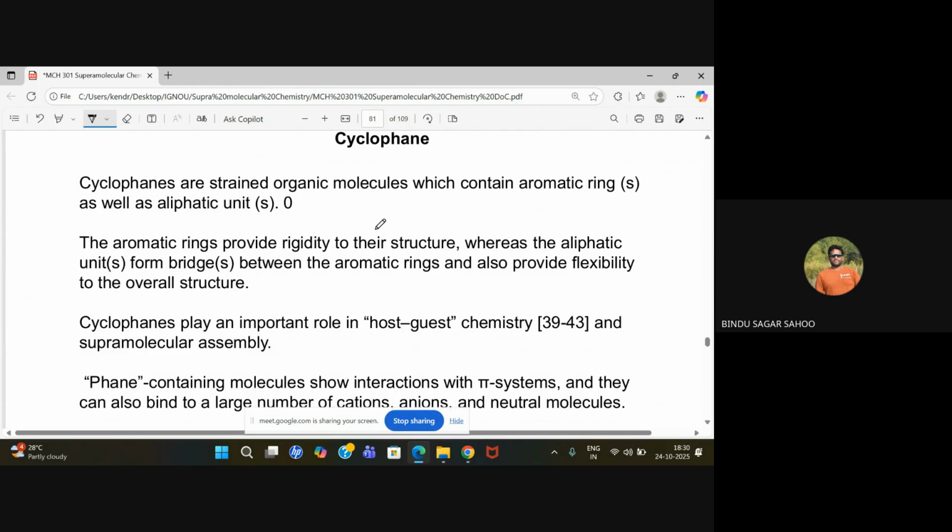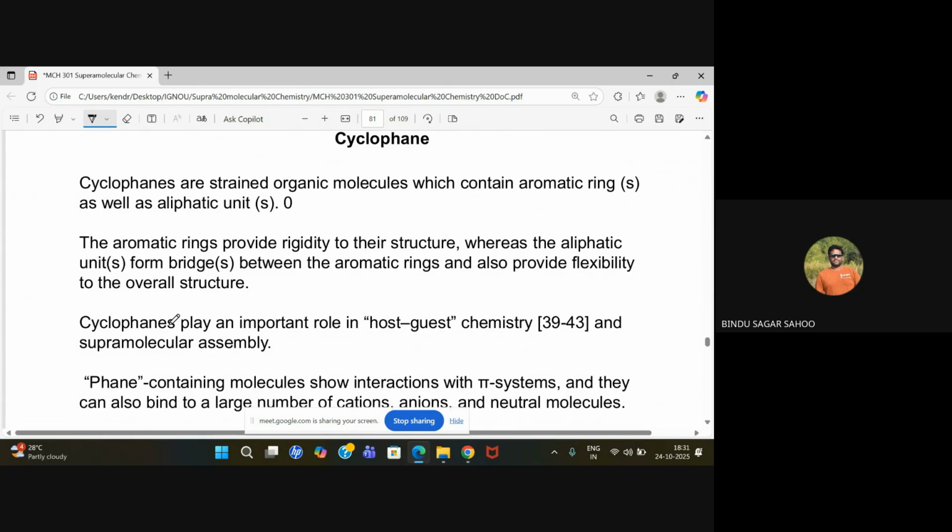Particularly the aromatic group provides rigidity to the structure, and the aliphatic group, or simply any non-cyclic group or linear chain, is a little bit flexible in nature. But when you are making any bridging complex or any cyclic complex, the rigidity of the structure will be more, and the structure will be a little bit more planar. So here two types of groups are present, but out of them, the aromatic group is responsible for the rigidity of the structure in cyclophanes, and the aliphatic group will be a little bit flexible in nature.